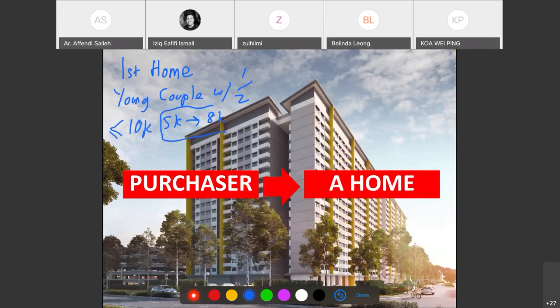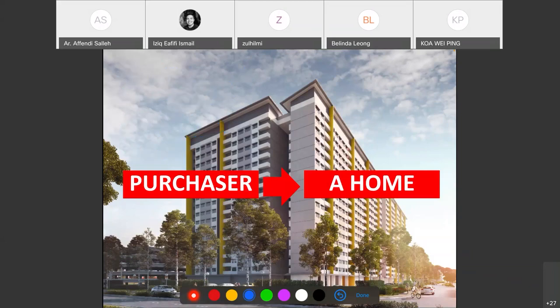This is the bracket. They own one car. And in their previous housing, they were renting. That is the profile. And from the government point of view, these are the lower M40 people lah. Okay, so we are designing for these people. Yeah, so as I was saying just now, Rumah Selangorku means many things to many people.